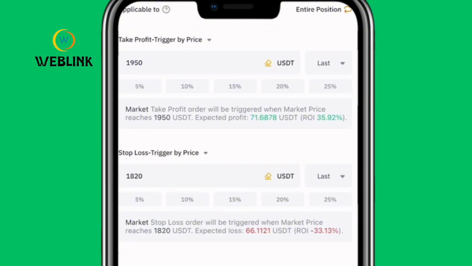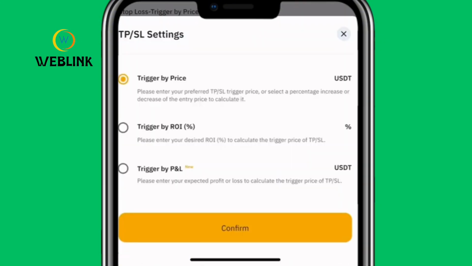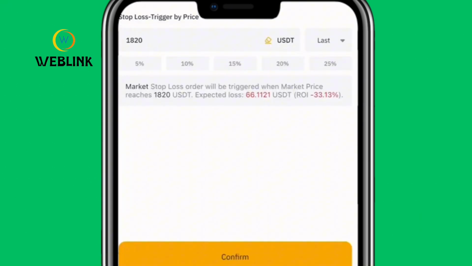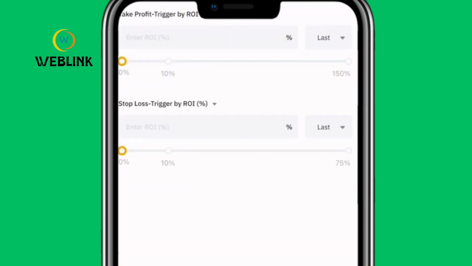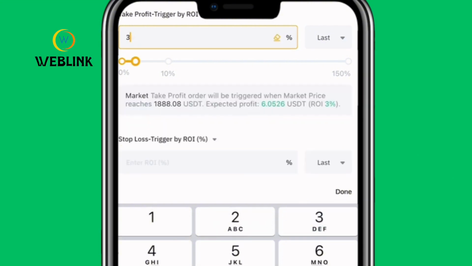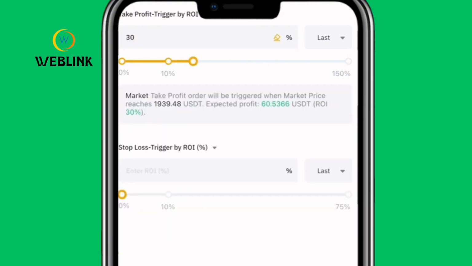Now, let's say, for example, you want to set it by ROI. You come here and pick ROI and then tap on confirm. And then for stop loss also, you put ROI and tap on confirm. Now, this means that what percentage of profit do you want to make? So let's say, for example, I want to make 30% profit. That means that my take profit will be 1,939 USDT. So you can see the price, and I'm making 60 USDT, and the ROI is 30%.